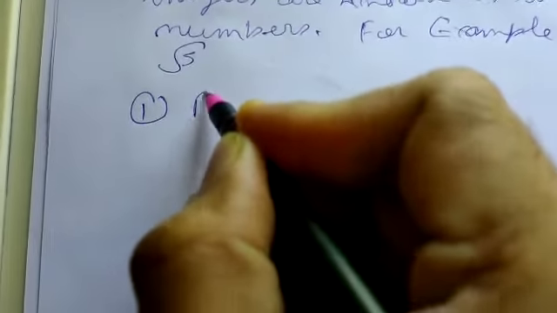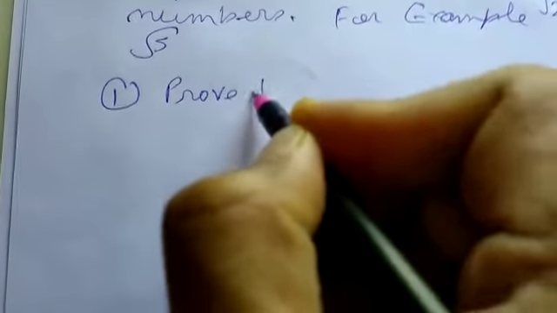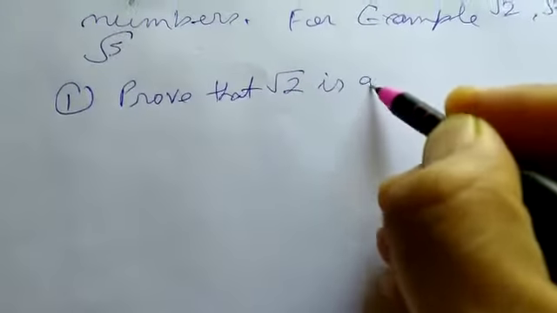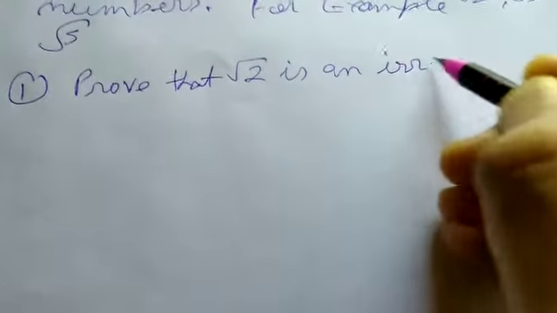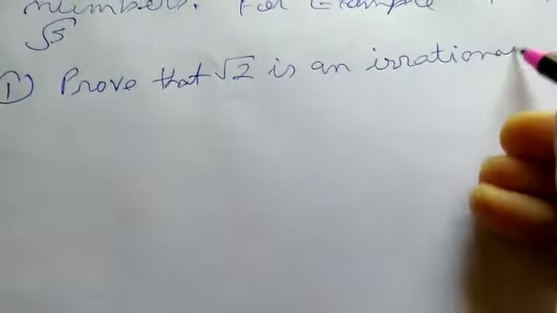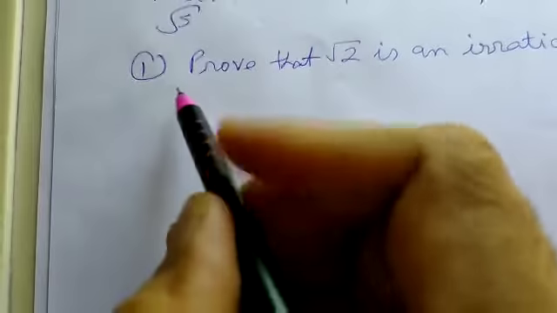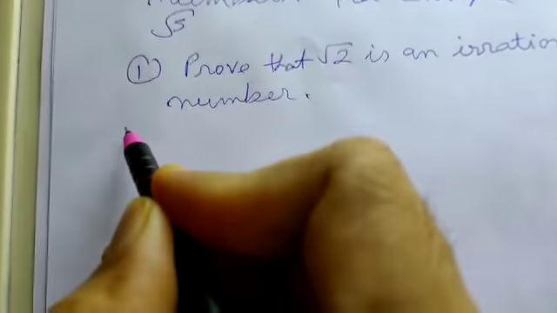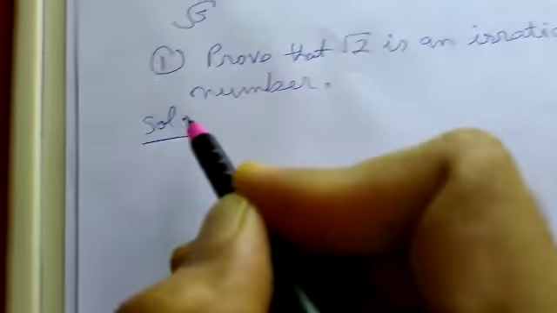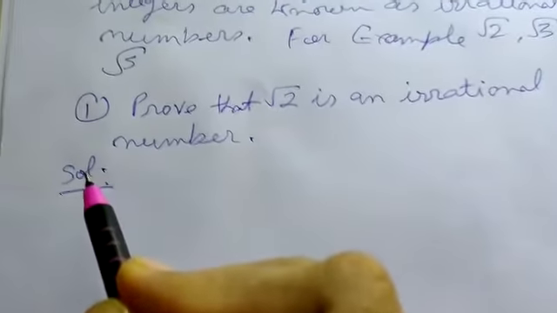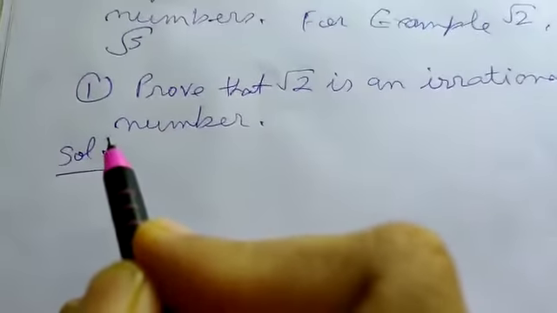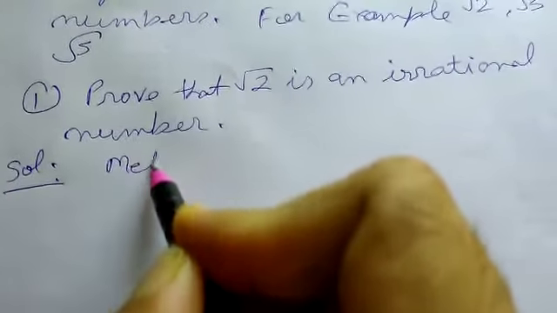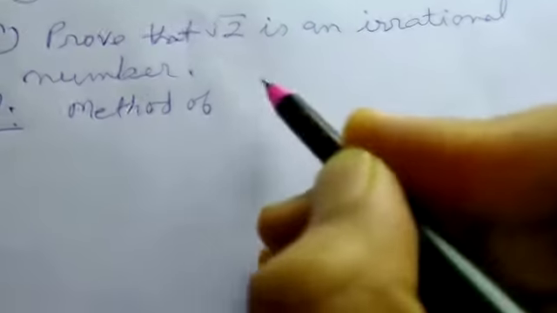First example we will take: prove that root 2, square root of 2, is an irrational number. Now the proof for this: we will prove that root 2 is an irrational number by the method of contradiction.